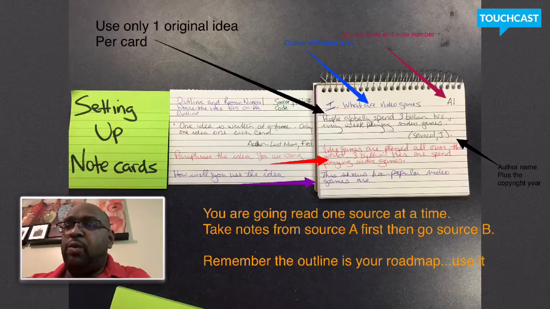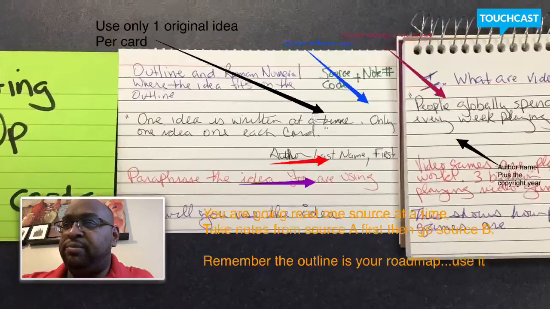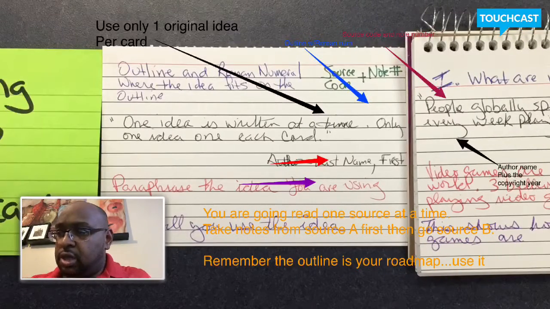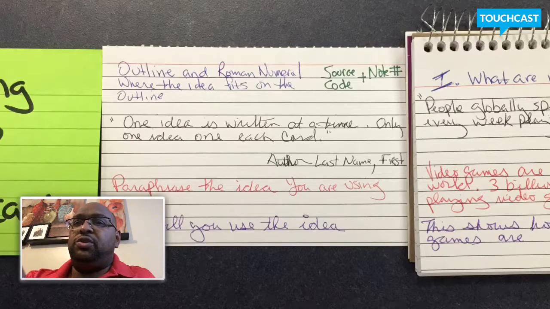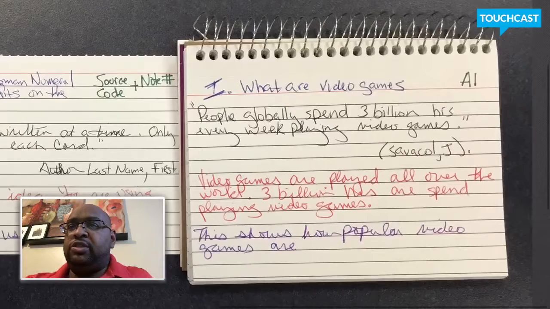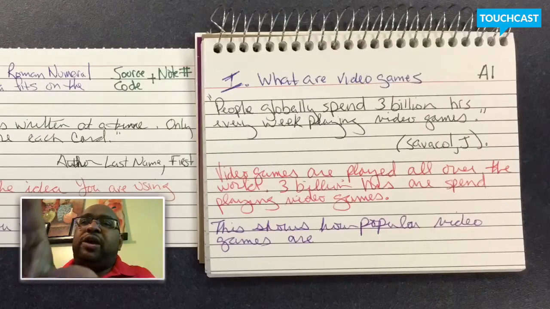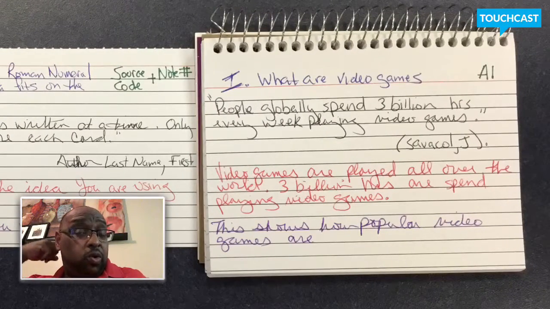So let's look at what your note card's supposed to have on it. So I'm going to zoom in a little bit, and I'm actually going to clear the board for a second. So the first thing you're going to do, if you notice, is come over here. So the first thing you have is A1 in the right-hand corner.